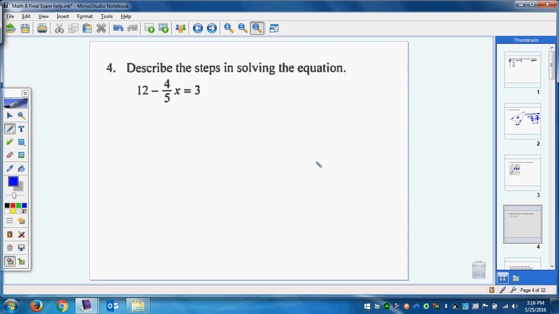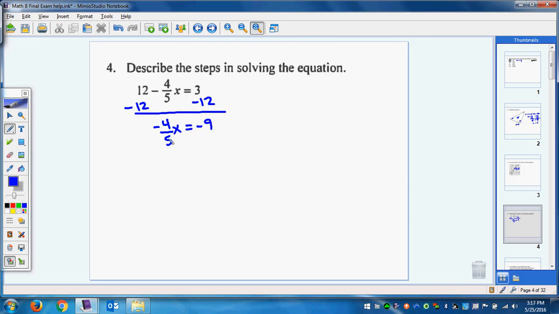Describe the steps in solving the equation. So this could be a written part where you actually have to describe it in words, or it could just be solving it and then selecting the answer. So let's go ahead and do it. We'd say, okay, subtract 12 on both sides. Those would be the words that you would write. So that gives me negative 4 over 5x is equal to negative 9.